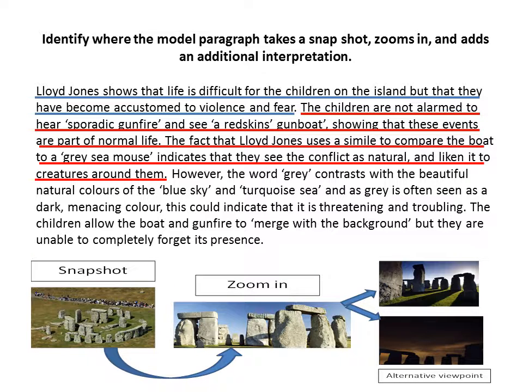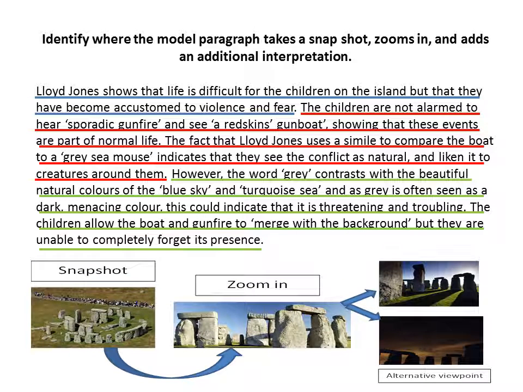The children are not alarmed to hear sporadic gunfire and see a Redskins gunboat, showing that these events are part of normal life. The fact that Lloyd Jones uses a simile, talking about technique, to compare the boat to a grey sea mouse indicates that they see the conflict as natural and liken it to creatures around them. And the additional perspective then, which also can focus on language analysis, as is the case here. However, the word grey contrasts with the beautiful natural colours of the blue sky and turquoise sea, and as grey is often seen as a dark, menacing colour, this could indicate that it is threatening and troubling.